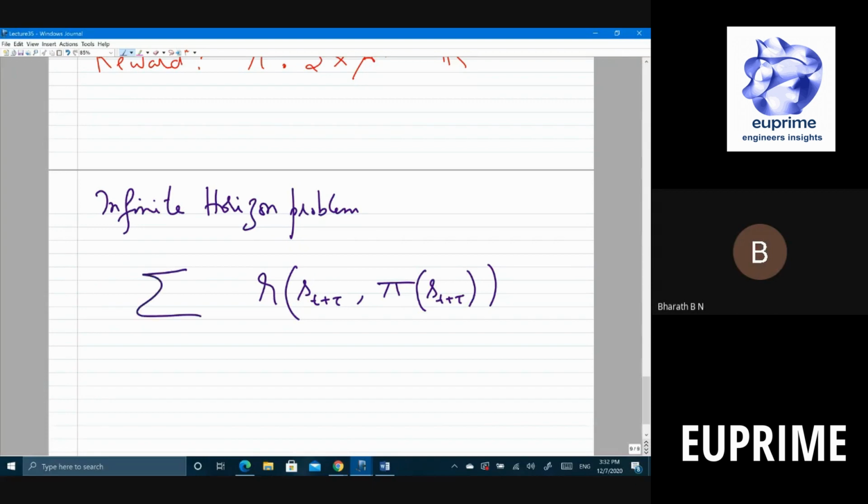Ideally I have to do the following: tau equal to 0, that means you start from time t, and I'll just use infinity as the upper limit. That means it's an infinite sum of rewards starting from time t. But generally this could be infinity. What we can do is multiply this by gamma to the tau, and assume that gamma is between 0 and 1. This is called the discounted reward.